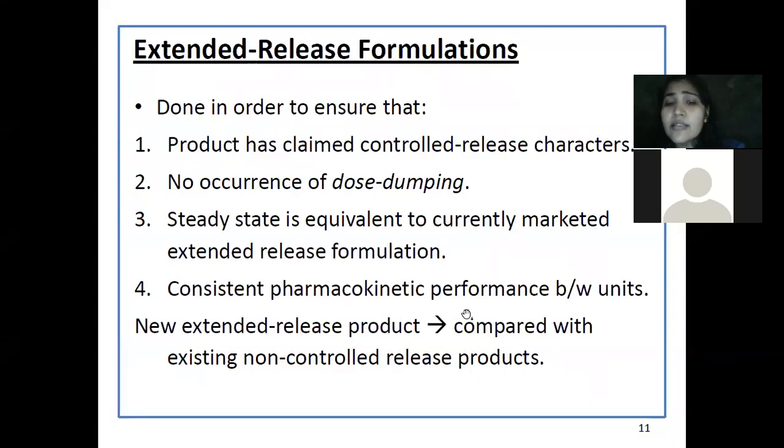Then consistent pharmacokinetic performance between the units. New extended release product compared with the existing non-controlled release product. Okay, so non-controlled in the sense, for example, I'll be having one paracetamol tablet which I'll be comparing with the new extended release paracetamol tablet. Okay, so what is my end goal? That both of them should have the bioavailability that I am looking forward to.